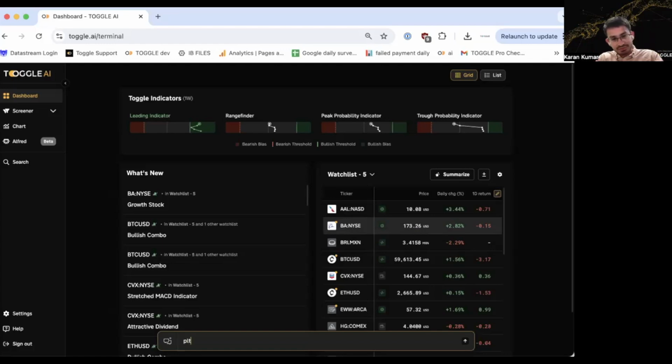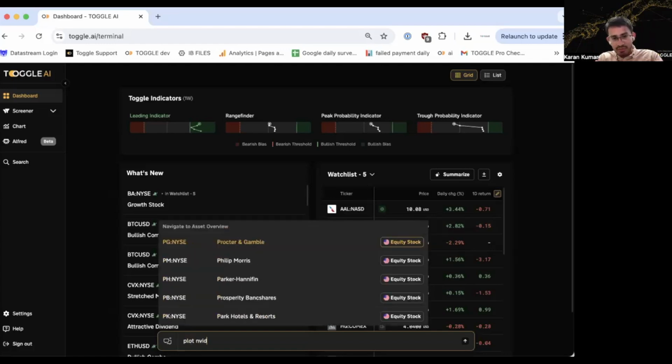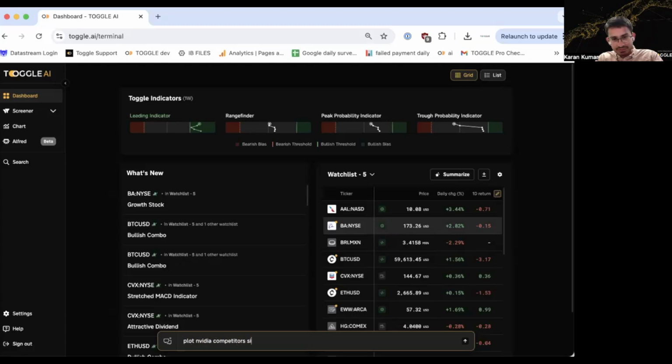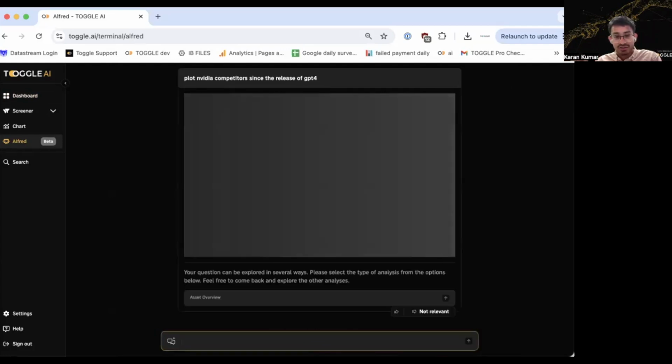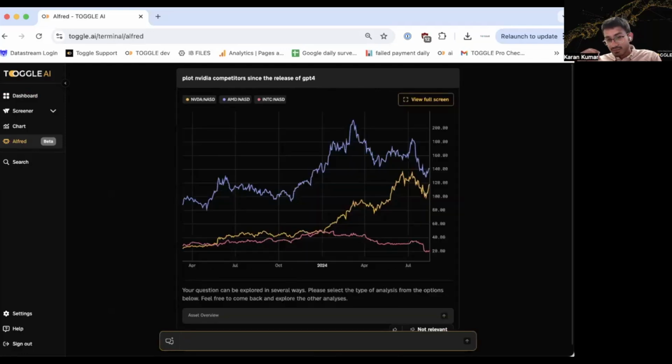For example, you come into the platform and you ask a question. You want to plot NVIDIA's competitors since the release of GPT-4. And you see, okay, which of these stocks have performed the best? What I've done here is I've asked it to do something. In the background, we have a number of AI agents who are all reading this question, trying to understand, can they answer it?